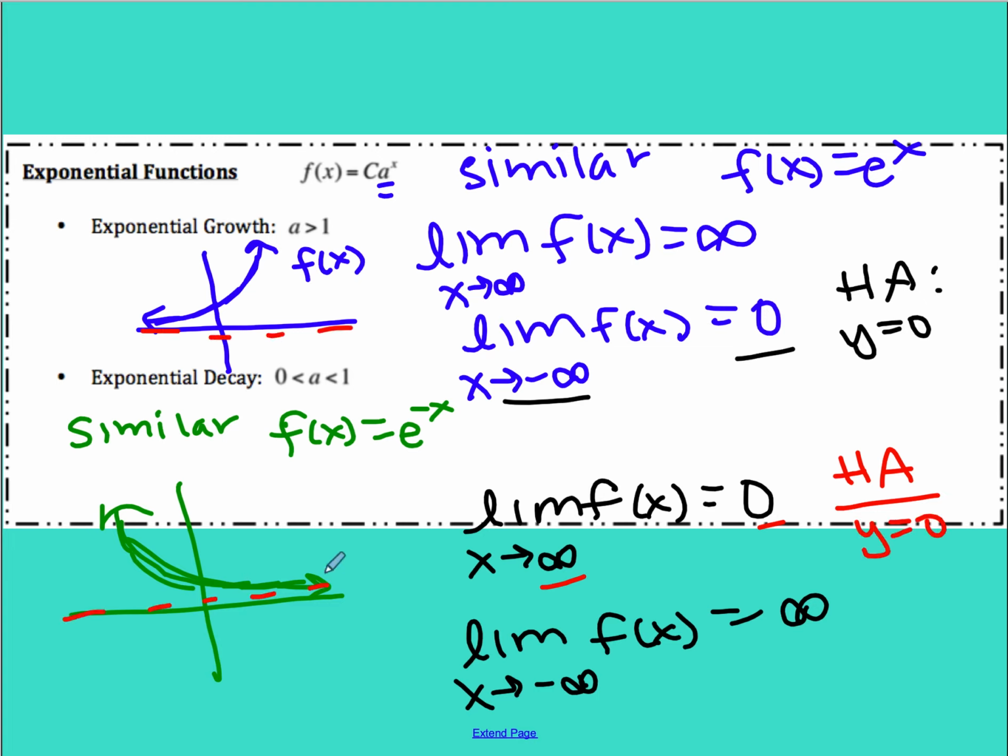So when you guys are asked to find limits at infinity for exponentials, you have to think about what they look like graphically, either exponential growth or exponential decay, okay? And that will help you determine that limit. If you ever need to, you can always just go ahead and graph it on your calculator too to get an idea.